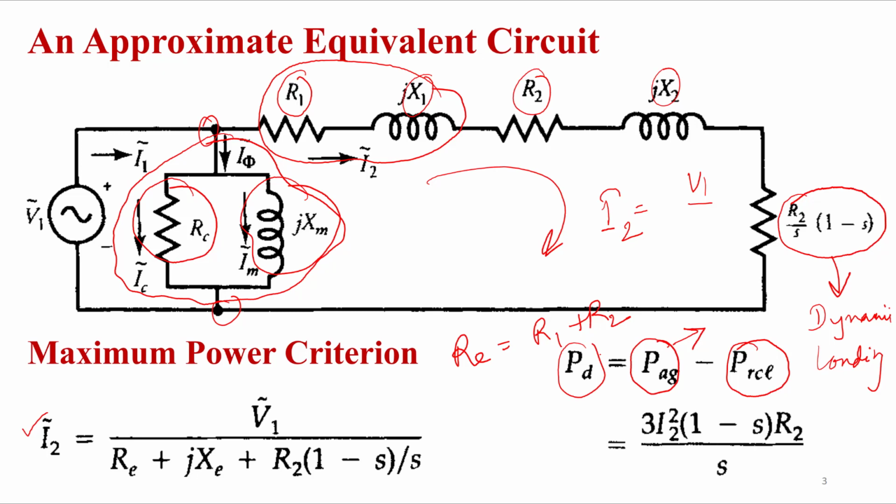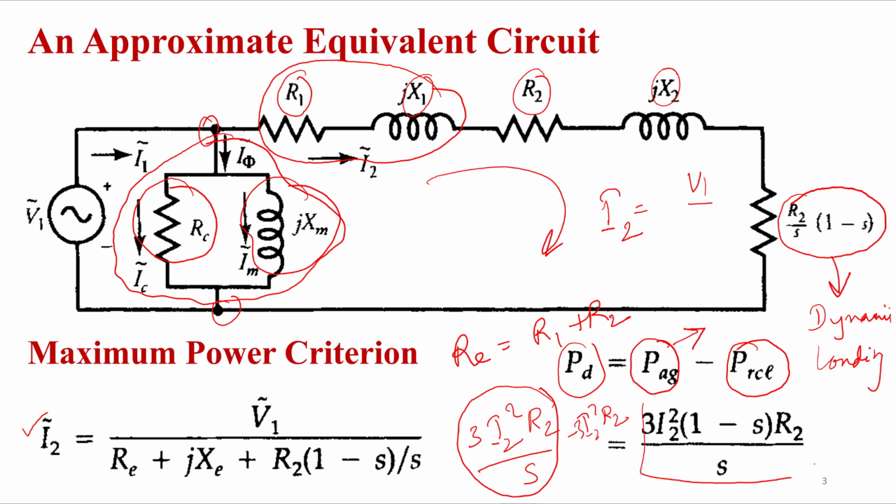Okay. Now if we subtract from PAG, we know PAG is thrice of I2 square R2 by S. This we have already derived in the last class, right? So this is your air gap power. And from this I will subtract the rotor copper loss, that is thrice of I2 square R2, then we will get the power developed, and we will get this expression, that is thrice of I2 square into (1 minus S) into R2 by S, right?